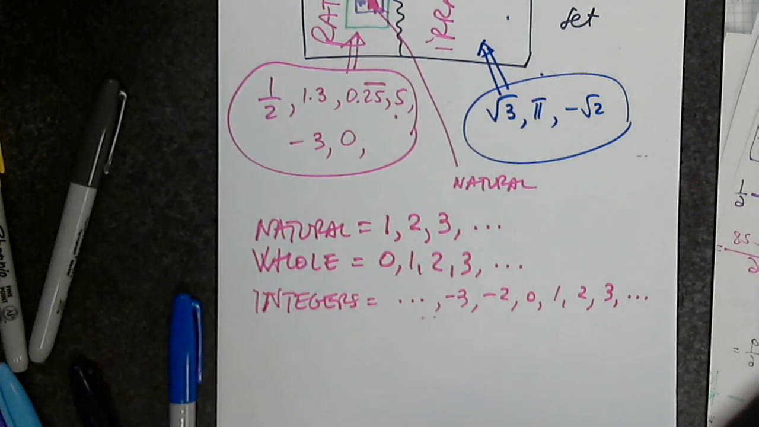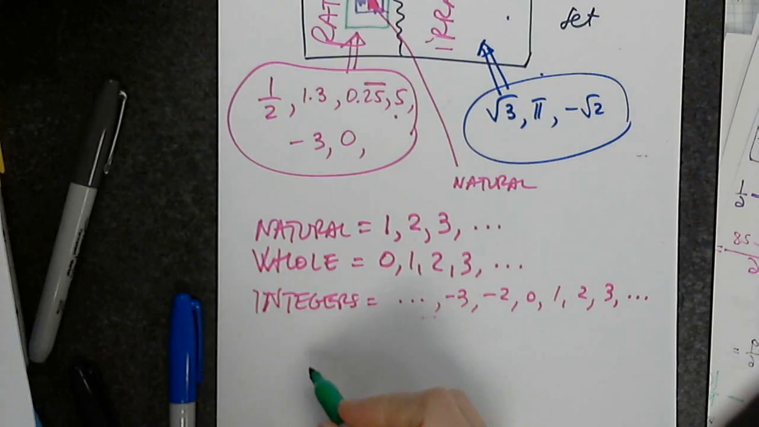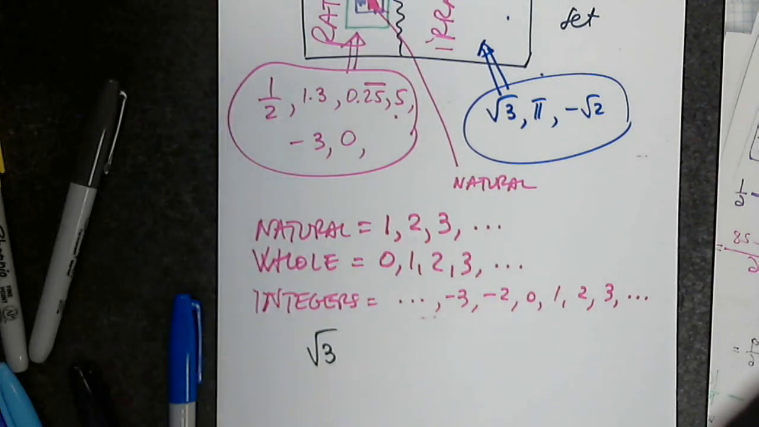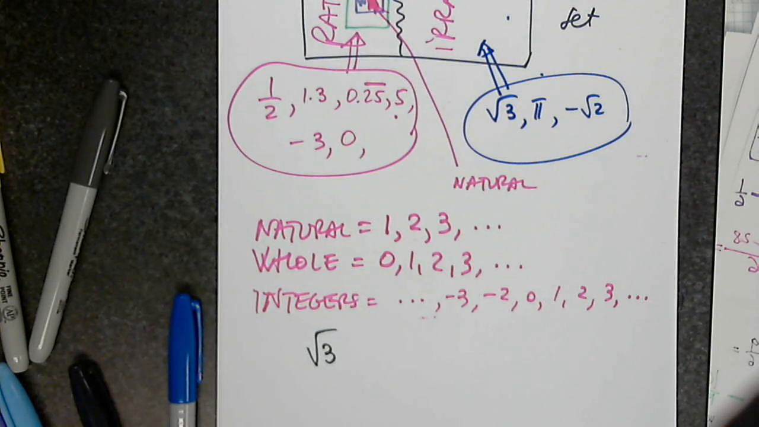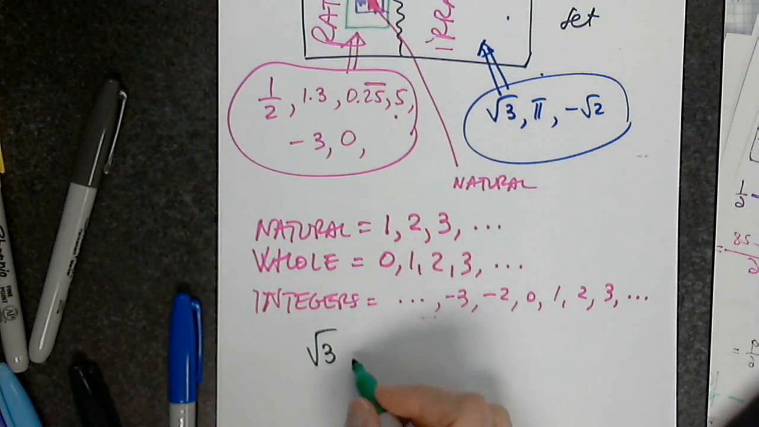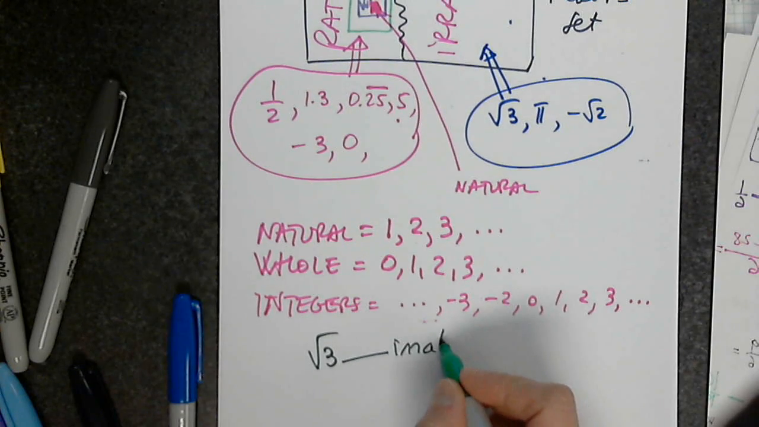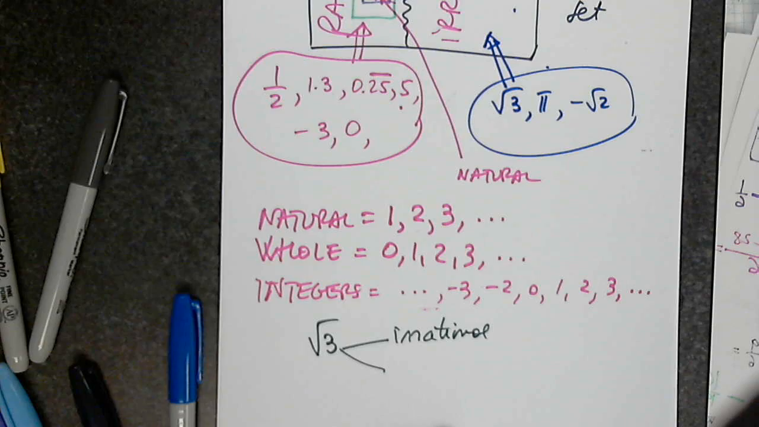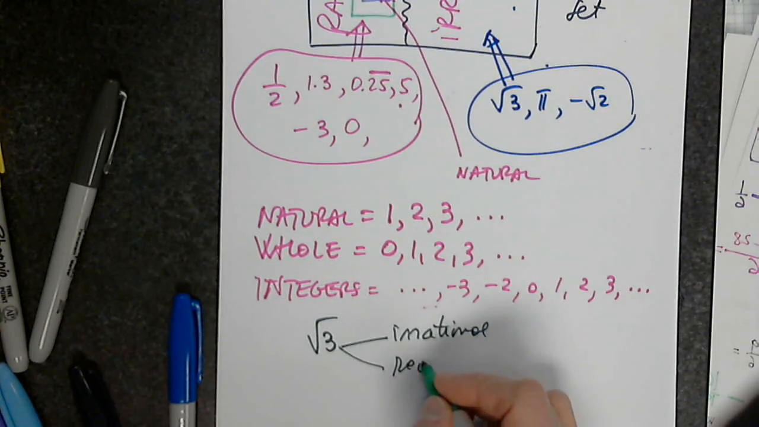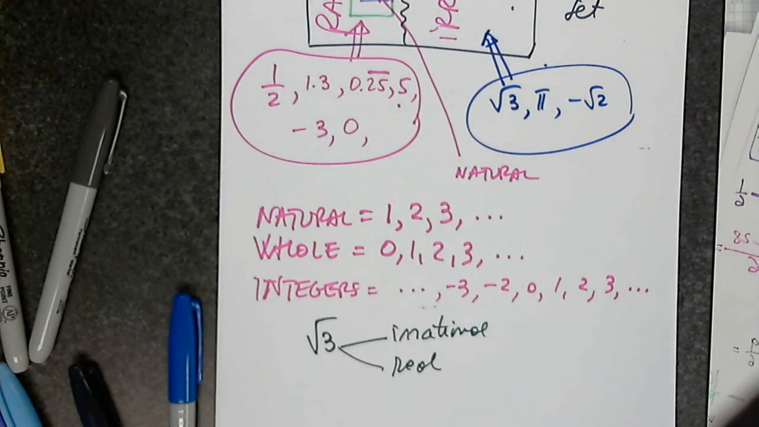Ready? So the square root of 3. What will you say about the square root of 3? What type of number is this? Irrational. And it's also what type of number? Awesome. The square root of 3 is irrational, but also inside real. Very good.